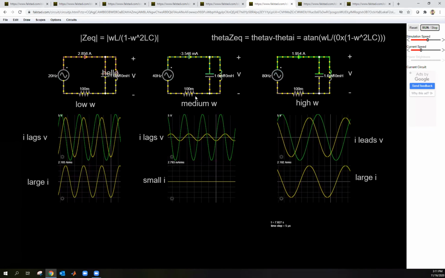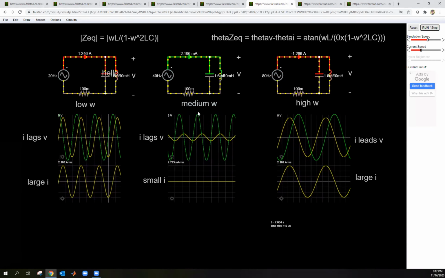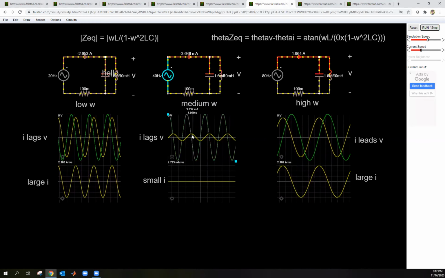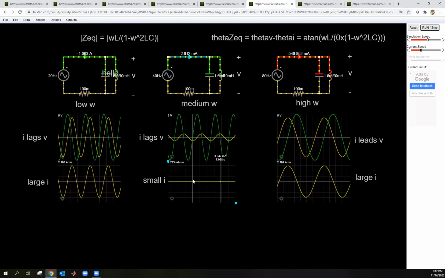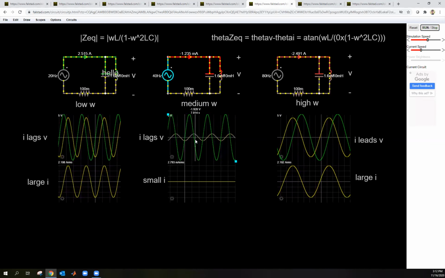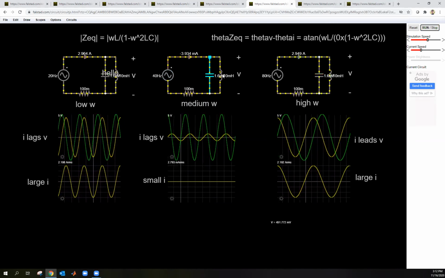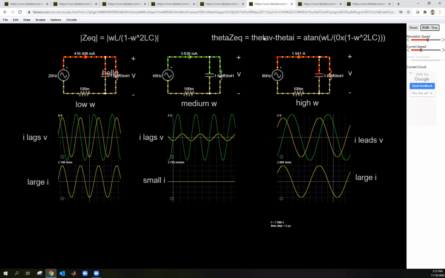Now look at the middle frequency where we've set perfectly 1 equals omega squared LC. Let's see what happens. Well, the current is lagging the voltage, but it's very small. Relative to the same scale as these two on the left and right, it's nearly nothing. So I hope you're seeing the nice result that it's matching the math, which is written up here. The simulation and the math are matching.